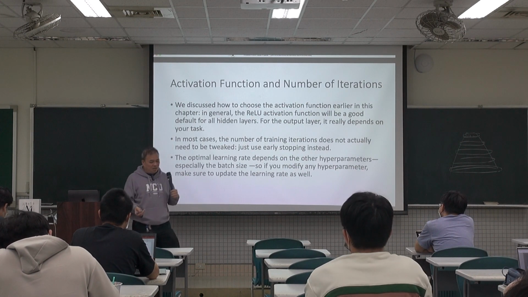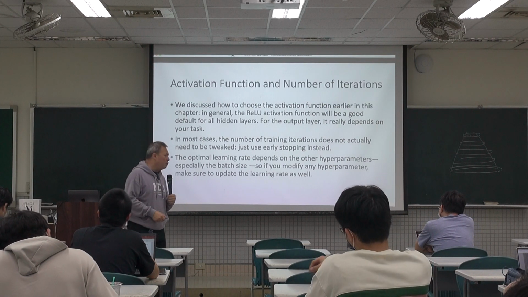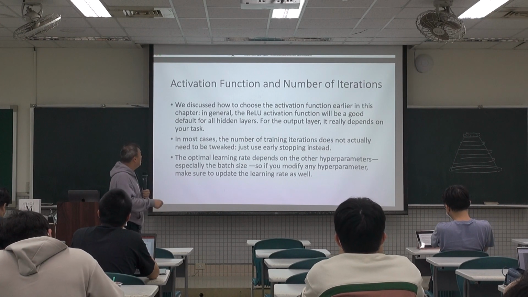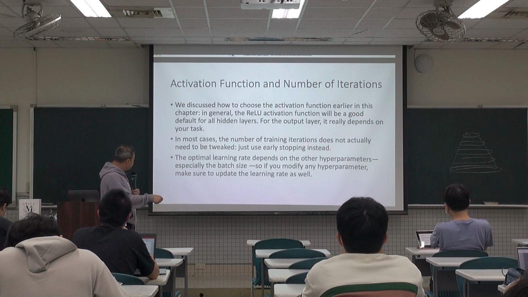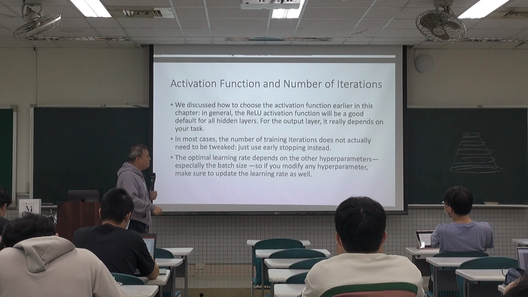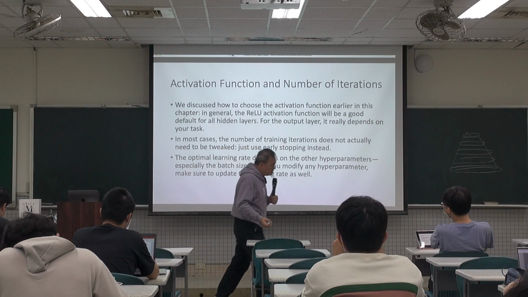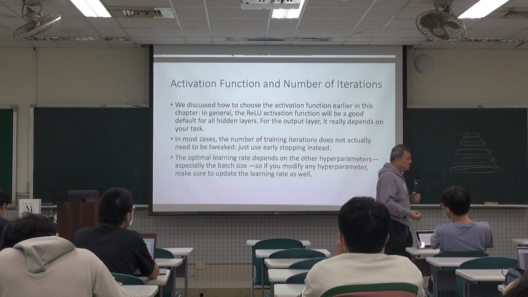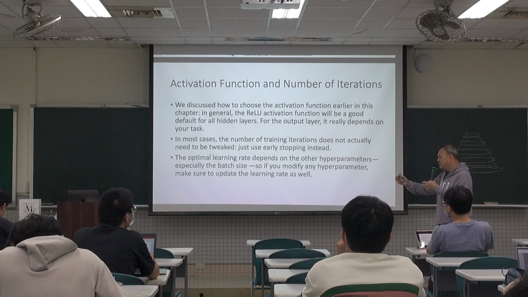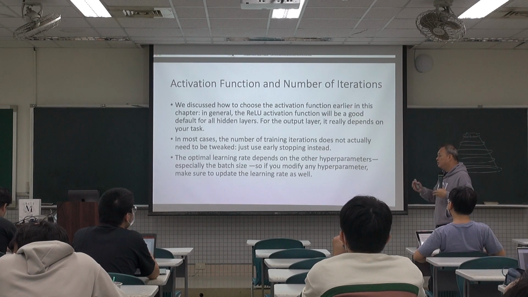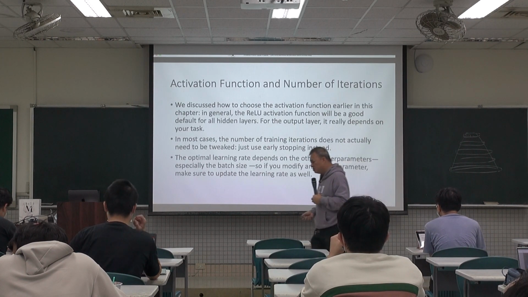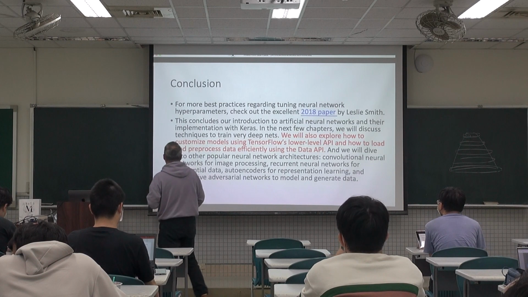And sigmoid maybe. But later on, we are going to talk about more different activation functions out there, in the next chapter. And for the number of iterations, if you use early stopping, then the number of iterations is not an issue. You don't need to worry about that. You can set it to be a very large number, and set an early stopping to let the training stop when the model has already converged. So this is not the issue. So this is the conclusion.